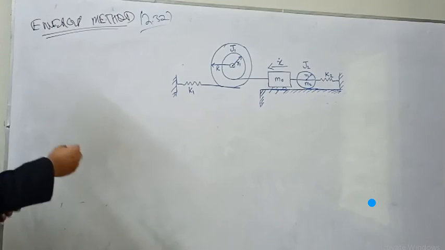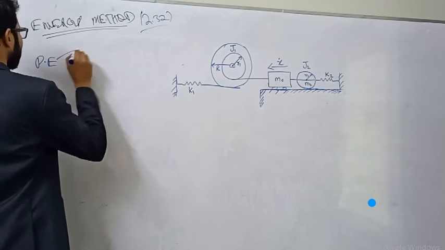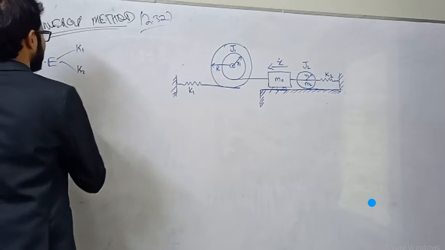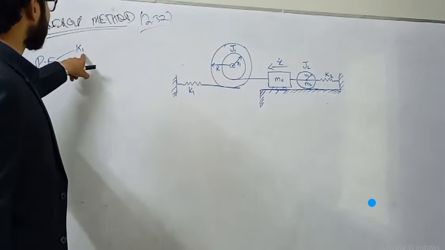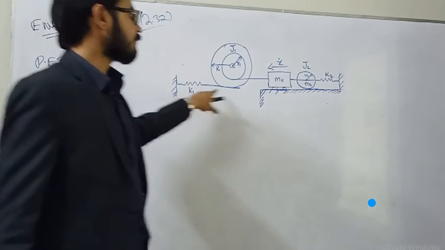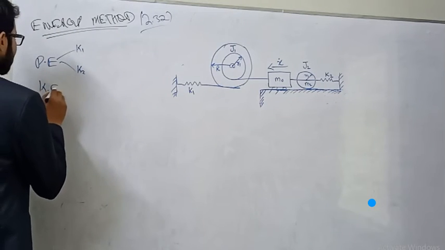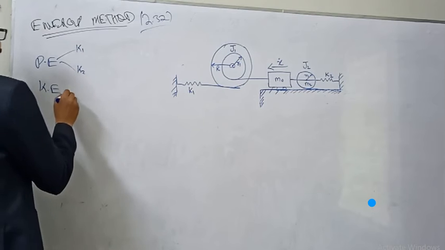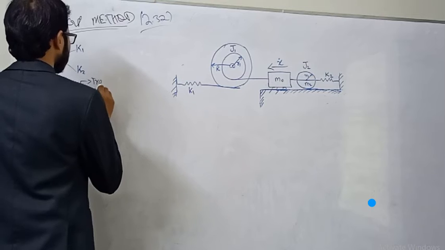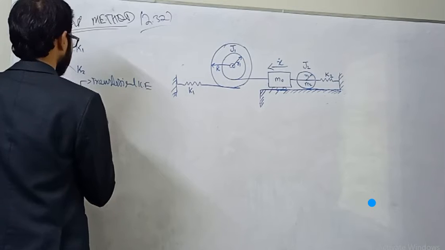So let's start. First of all, we will define the associated potential energies of the body. The potential energy of the body is because of two elements, K1 and K2, two spring elements having stiffness K1 and K2. So the potential energy is just because of these elastic elements. And what about kinetic energy? We know that kinetic energy is of two main types. One is translational kinetic energy, and the other is rotational kinetic energy.